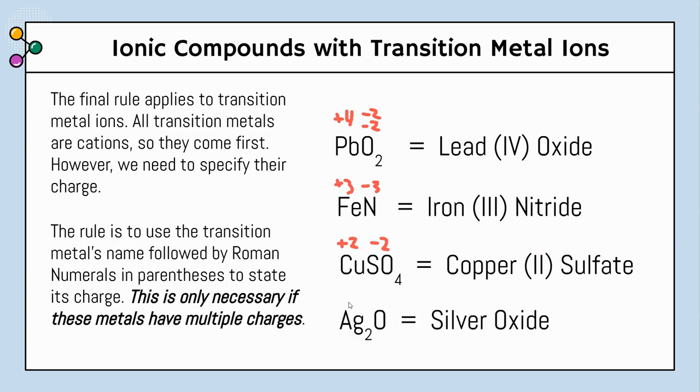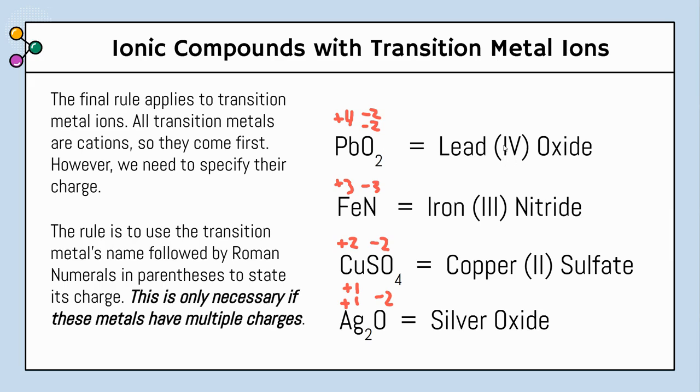And do be careful, because every once in a while, there's an element that only has one possible charge. Silver, you'll see, only really forms a +1 charge pretty often. So for silver oxide, you actually don't have to write silver(I) oxide, because there's only one option. And so if you're going from, say, name to formula, it's pretty easy. The Roman numeral tells you the charge.